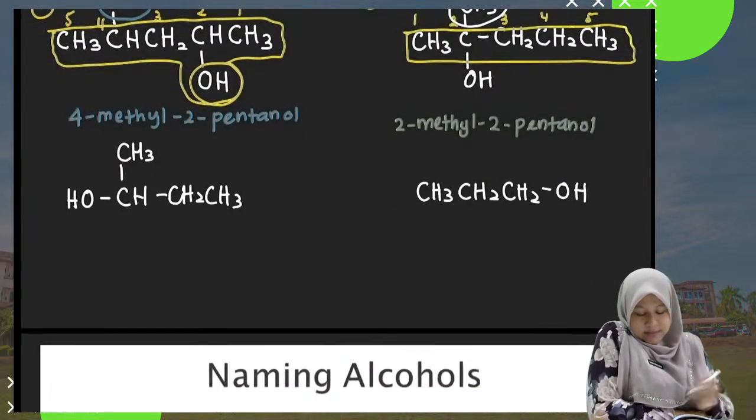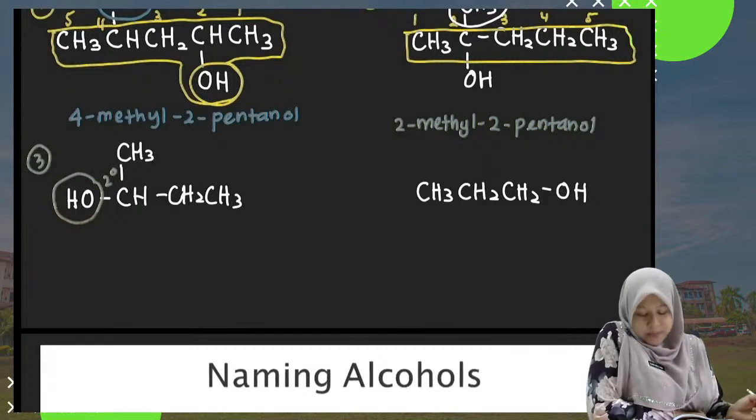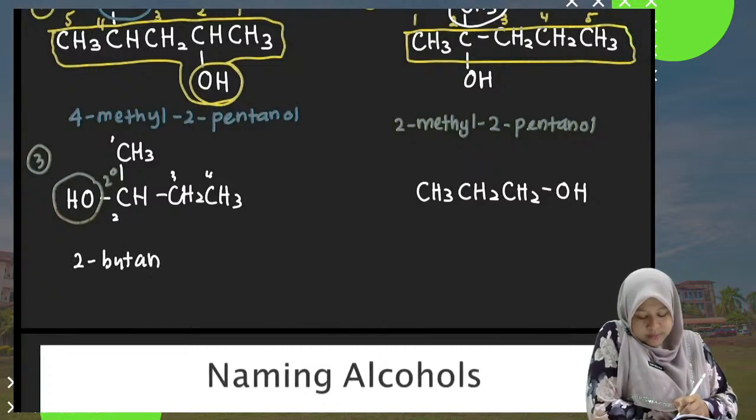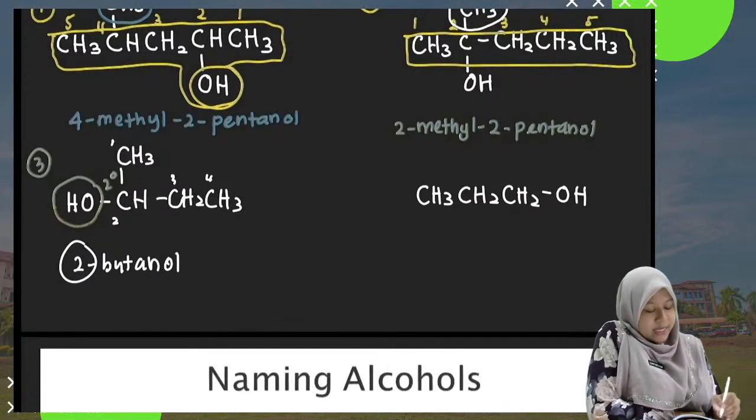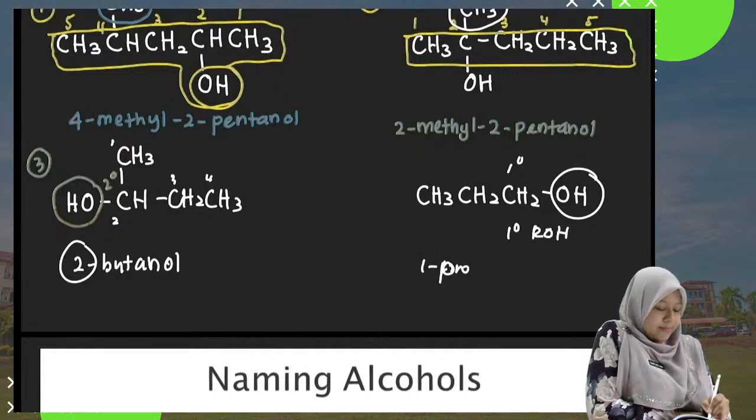Okay, then the third one, this one is secondary alcohol because OH is attached to a secondary carbon. Okay, so the longest carbon chain here we have 1, 2, 3, 4. So we have 2-butanol. Okay, 2 is the location of the OH group. Okay, and the fourth one, this is primary alcohol because OH is attached to a primary carbon, and the name is 1-propanol.